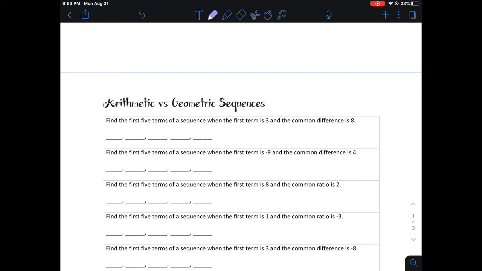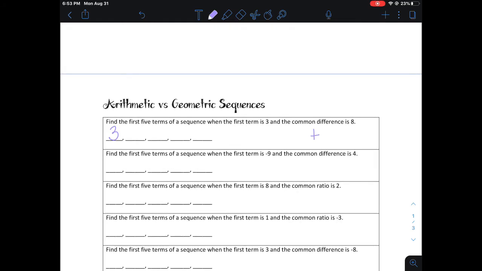So, find the first 5 terms of a sequence when the first term is 3, so the first number will be 3, and the common difference is 8. Common difference, remember, refers to an arithmetic sequence, which is always addition. So we're going to go plus 8 for this common difference. 3 plus 8 is 11, plus another 8 is 19, plus another 8 is 27, plus another 8 is 35.